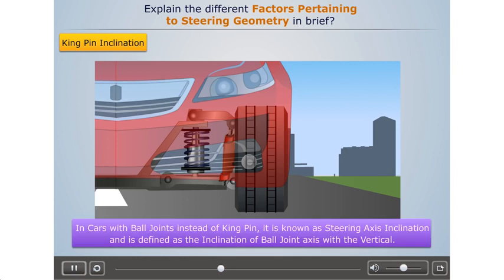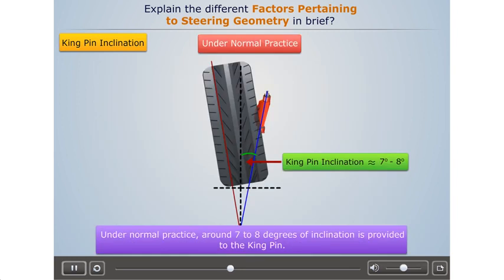In cars, with ball joints instead of kingpin, it is known as steering axis inclination and is defined as the inclination of ball joint axis with the vertical. Under normal practice, around 7 to 8 degrees of inclination is provided to the kingpin.